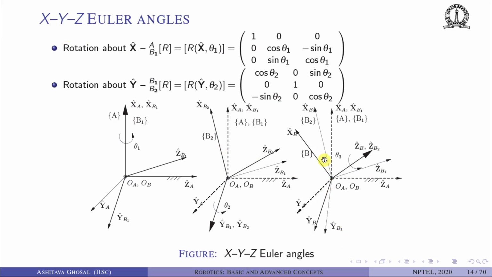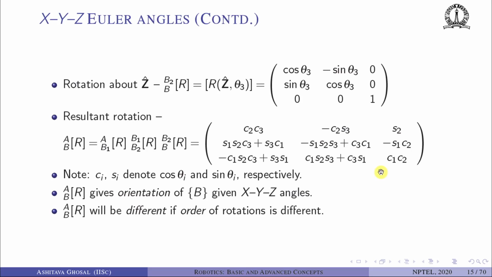So pictorially, what is happening? You can see that the third rotation is about ZB2. So ZB2 and ZB are at the same place. We are rotating by an angle theta 3. Hence XB2 will go to XB, YB2 will go to YB. Okay, YB1 and YB2 are at the same place, and ZB and ZB2 are at the same place. So the final coordinate system is XB, YB, ZB. The rotation matrix obtained by rotating about the z-axis, which will take us from B2 to B, is given by cos theta 3, minus sin theta 3, 0; sin theta 3, cos theta 3, 0; 0, 0, 1.